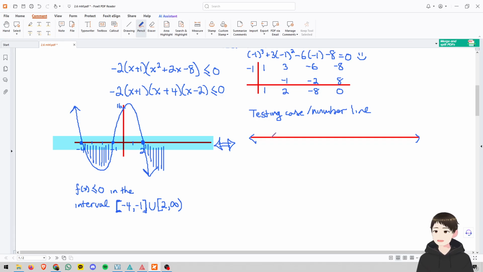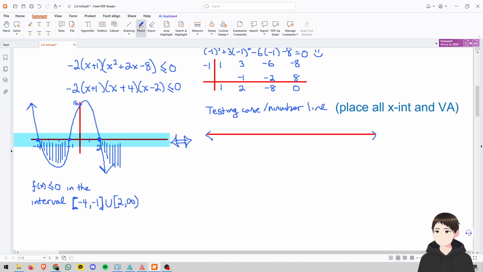And she will place all x-intercepts and vertical asymptotes. You remember vertical asymptotes from grade 11, okay? Place all x-ints and vertical asymptotes. Sorry, let me move that over. But of course, we haven't run into any vertical asymptotes. You're going to see more of that in chapter 3, so don't worry. So I'm going to put a -4. I'm going to put a -1. I'm going to put a 2 there. It doesn't matter what the space is because you'll see.